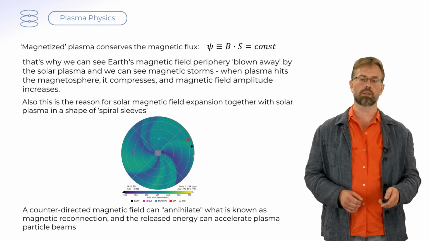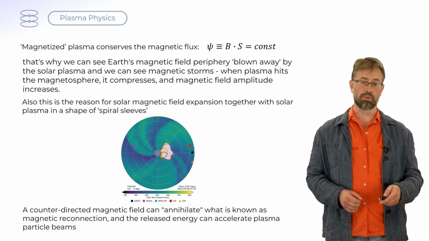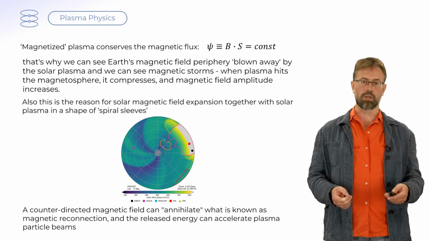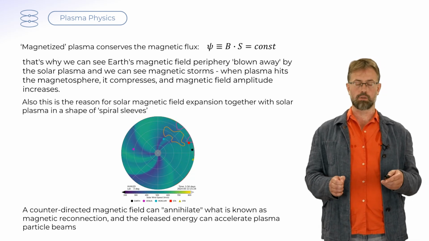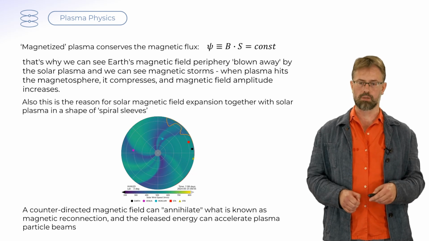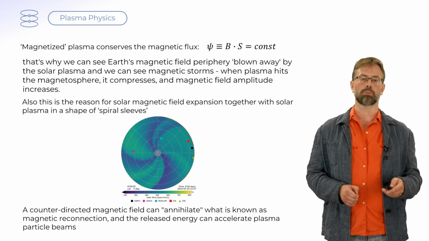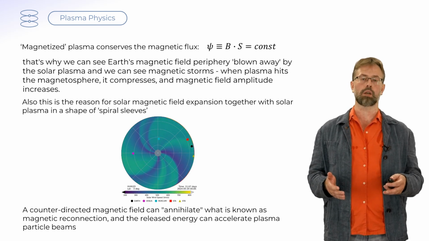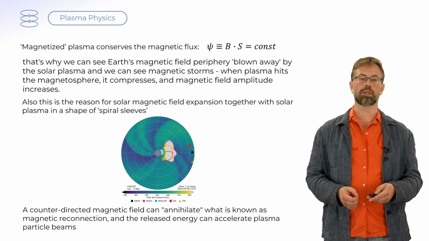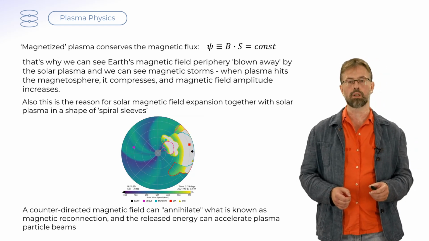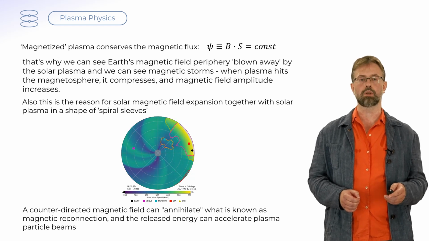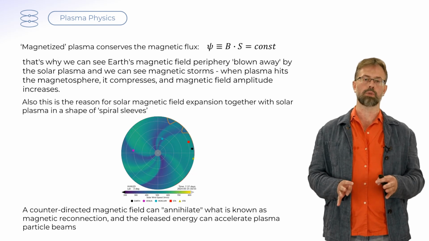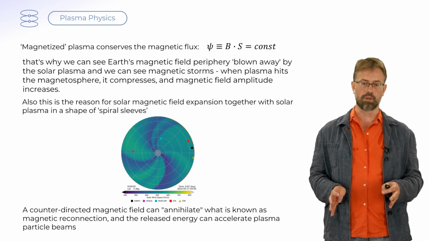Also, one can see the spiral sleeve structure of the magnetic field from the Sun that extends together with plasma. So neither the magnetic field nor the plasma moves freely, but the magnetic field is frozen into the plasma. Counter-directed magnetic fields can annihilate, and this annihilation gives acceleration of particles. It is called magnetic reconnection. It is intuitively clear that plasma should expand away from a large pressure, and we have seen before that it should be pressed away by the magnetic pressure as well.